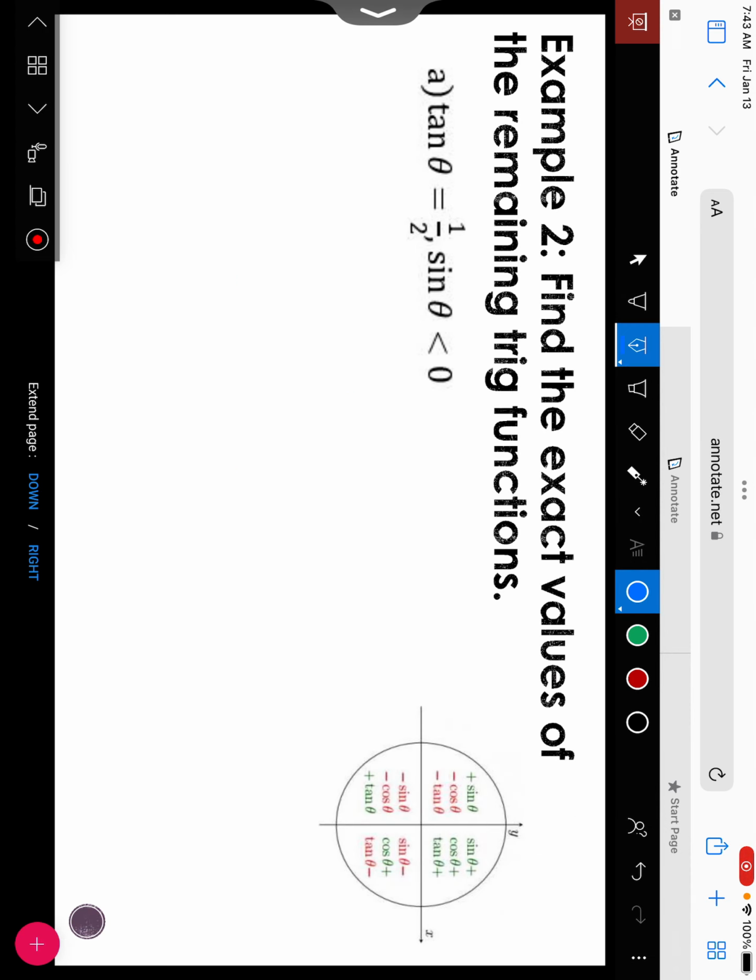All right, let's go back to finding our remaining trig ratio. So go ahead and copy this down. So this time they told us tangent and they gave us another clue. They only gave us 1 this time. So we have to find 5.